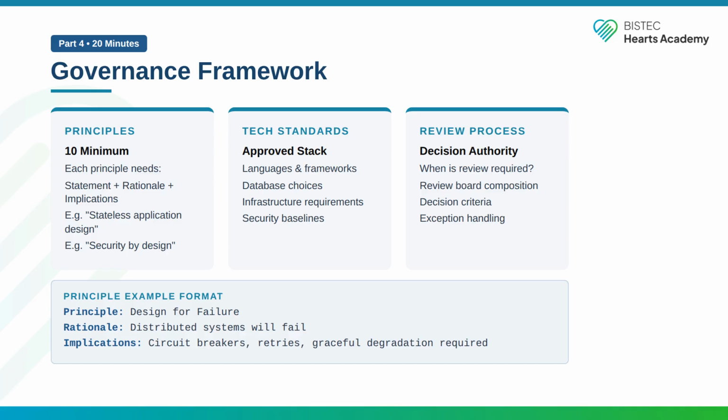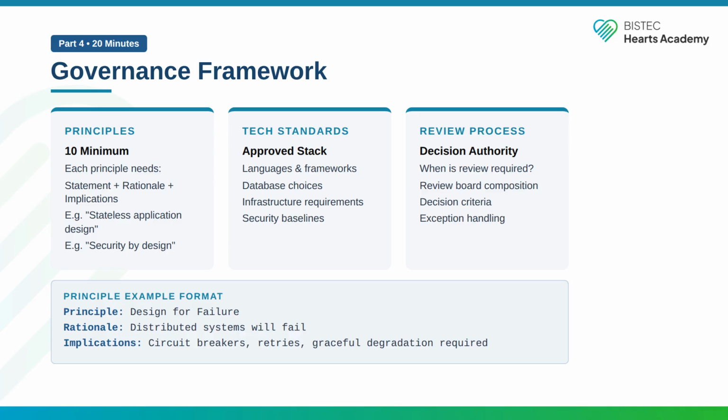Then define your review process. When is architectural review required? New service? Yes. New external integration? Yes. Bug fix? No. Feature flag change? No. Make the threshold clear so teams don't game it or get blocked unnecessarily.